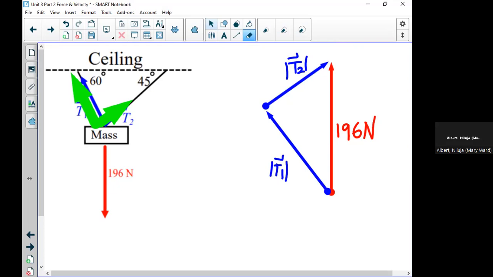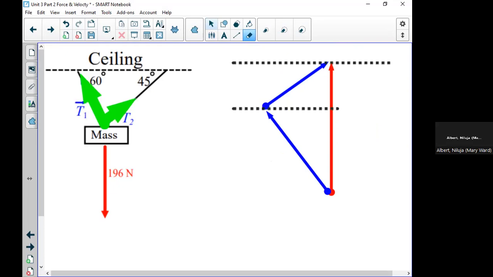So just like Mr. Bullock did before with redrawing an imaginary parallel line north, I'm actually going to draw some horizontal lines in here because the ceiling is making a horizontal line, and I know what angle T1 makes with that horizontal line. I also know what T2 makes with that horizontal line. So on your vector diagram, I want you to go ahead and draw some horizontal lines where T1 and T2 are meeting up. So we're drawing imaginary horizontal lines. I promise you, we're allowed to do this.